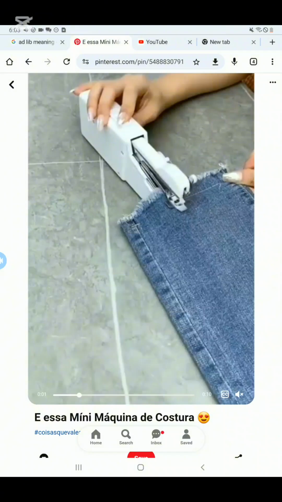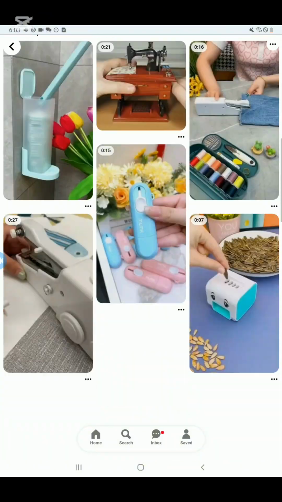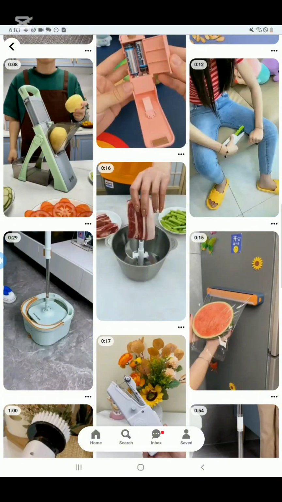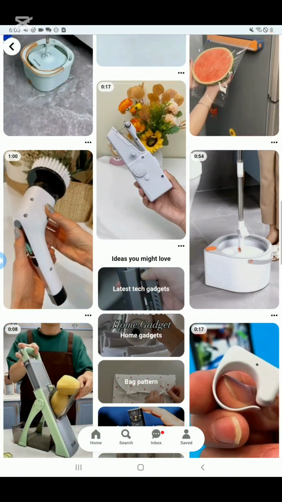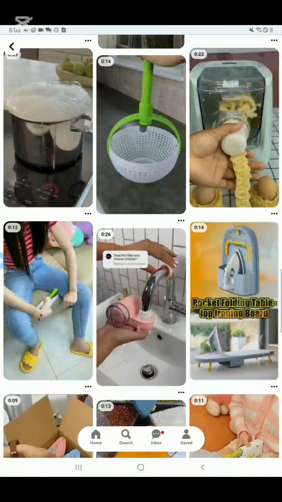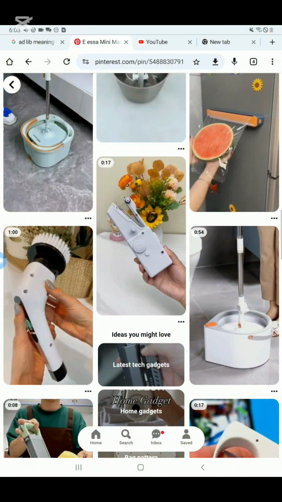That's the thing with Pinterest. There are a lot of products you could find here. So I believe by now you get the point, and you will do the same to find your own winning products. So let's move over to YouTube on how to search for products on YouTube.